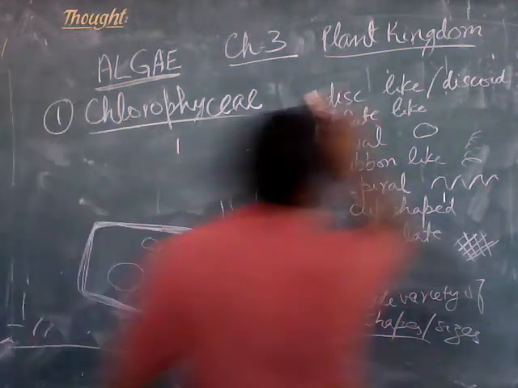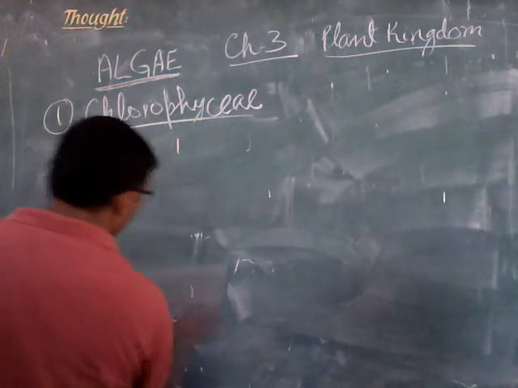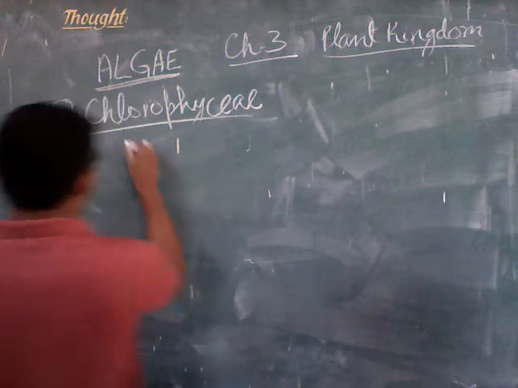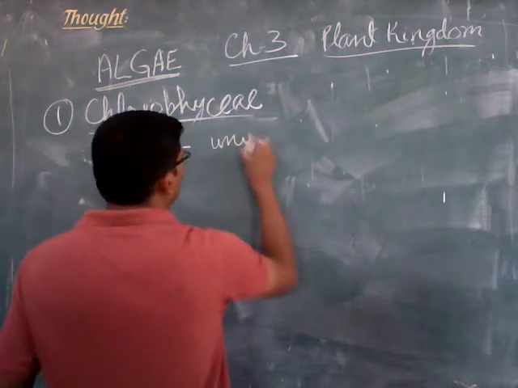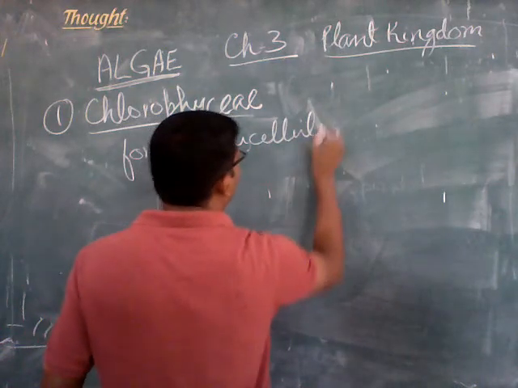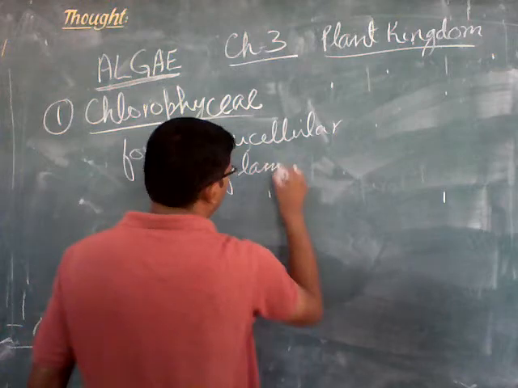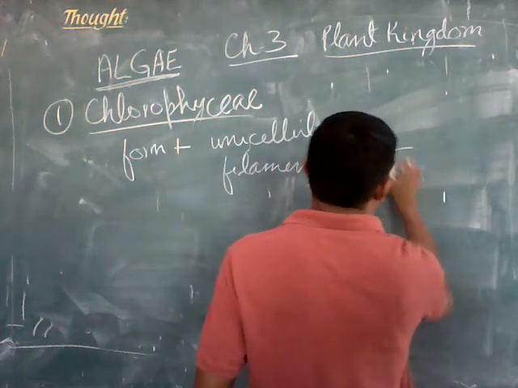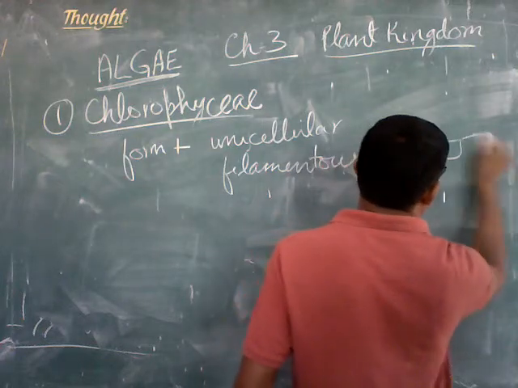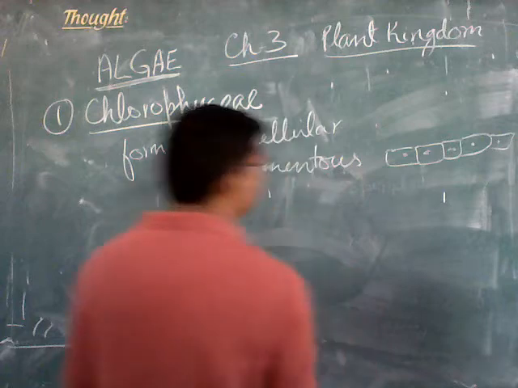Now, how would it look? So what is the cell morphology? So there may be unicellular, there may be filamentous. Okay, filamentous means one thing attached to another thing, attached to another thing. So many elements will be attached.